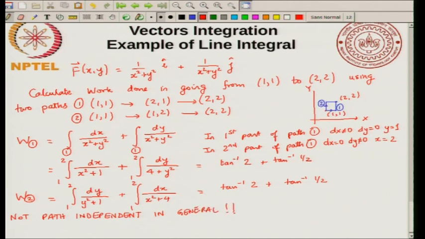And why did I say it is not path independent in general? You take d by dy of 1 over x square plus y square, that is not equal to d by dx of this, which is again 1 over x square plus y square. Clearly these two are not equal. You take a partial derivative of this and a partial derivative of this, you will get different functions and they are not equal. So, in general it is not path independent, it is just for this special case of these two paths that you got path independence.